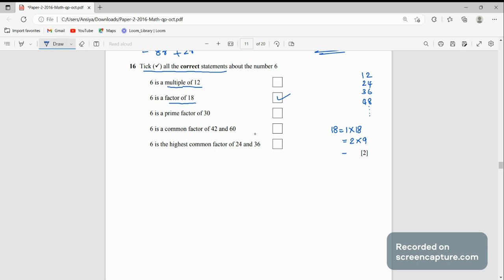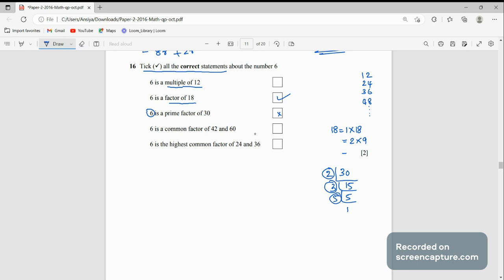Next, 6 is a prime factor of 30. Prime factor of 30 means we are doing factorization only using prime numbers. But we can think 6 is not a prime number. So 6 is a prime factor, that will never happen. What comes here? Only prime numbers. So that is not correct.